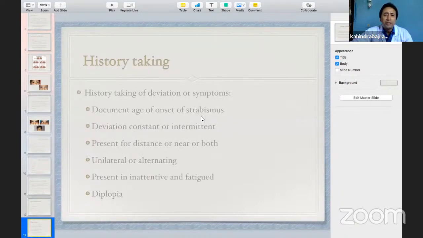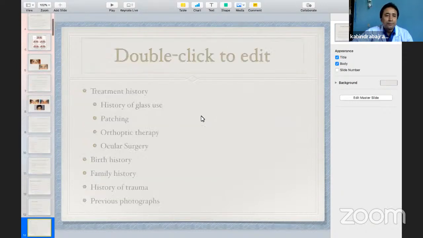In history, the history of deviation should be documented, age of onset, whether it is constant or intermittent, present in distance only or near only, or in both, unilateral or alternating, present in inattentive and fatigue stage only or always present, and history of diplopia. Also, treatment history is important regarding use of glasses, patching, orthoptic therapy, and ocular surgery before. Birth history is important.